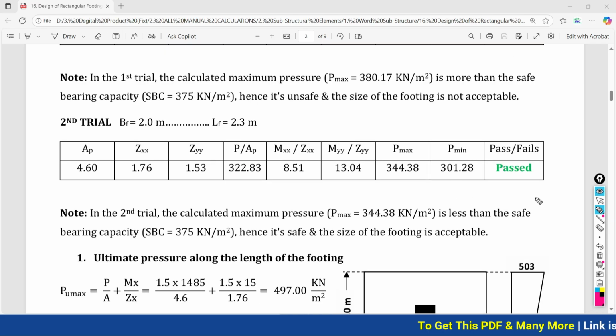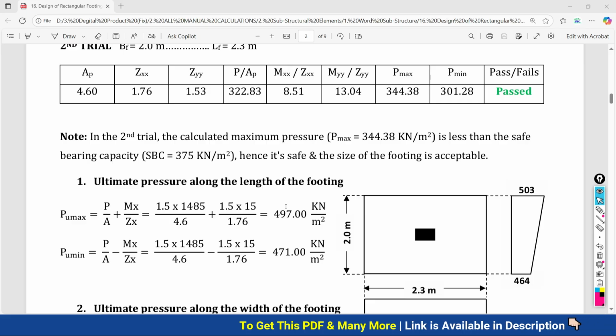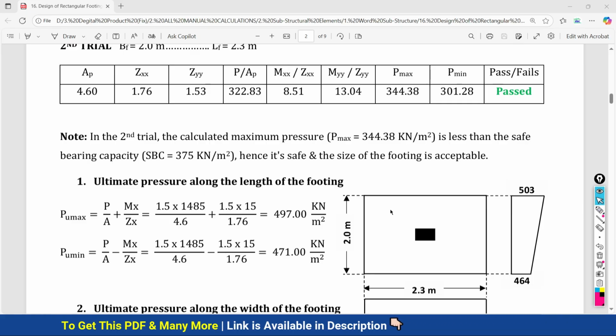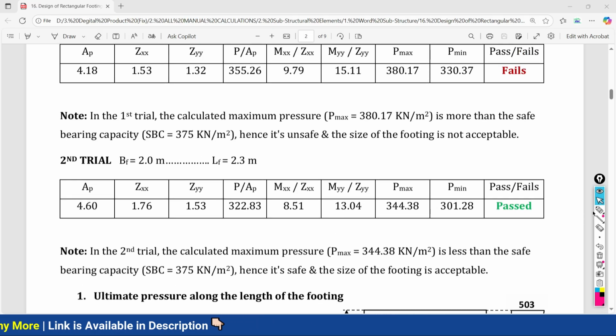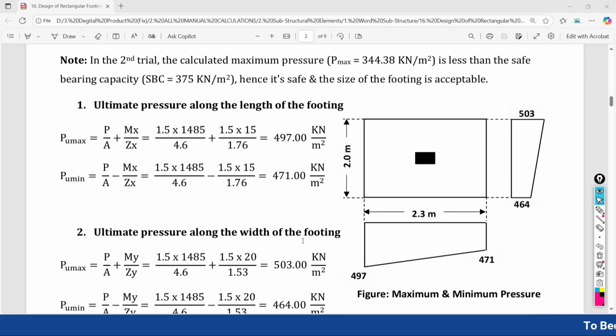Now the next important point is that we have to calculate the ultimate pressure along the length of the footing and along the width of the footing separately. Here the pressure we have calculated, that is what? For the overall, by considering both directions together.